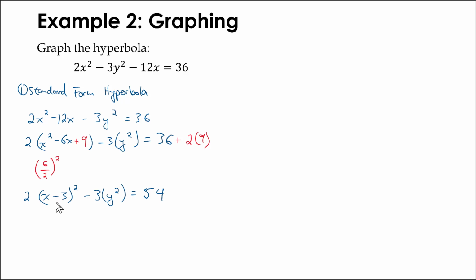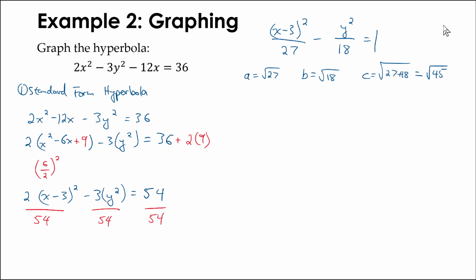Okay, so let's go ahead and rewrite this with the completed square. But now what we need to have on the right-hand side is a 1, right? So I need to divide everything by this 54. And our simplified equation comes out to (x minus 3) quantity squared over 27 minus y squared over 18 equals 1. All right, and then from here, we can find our a, b, and c values.